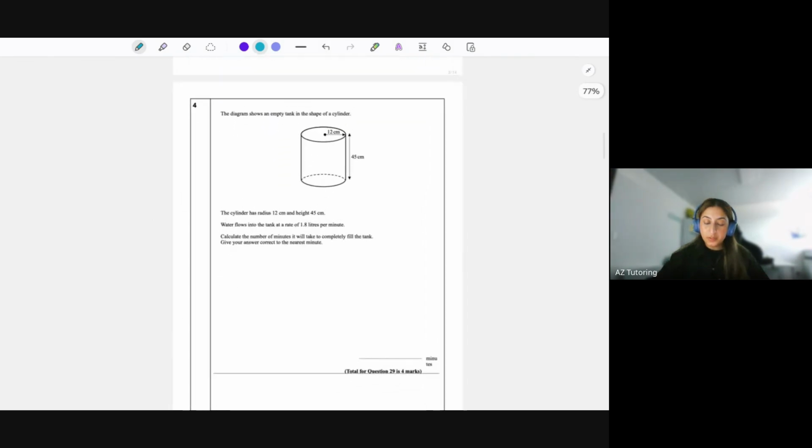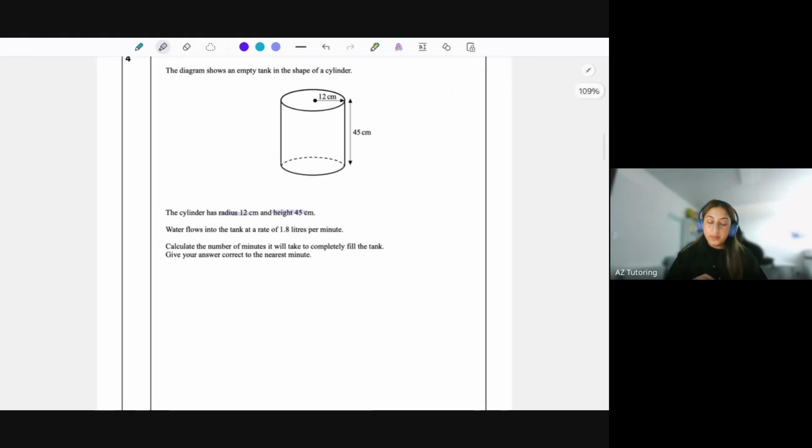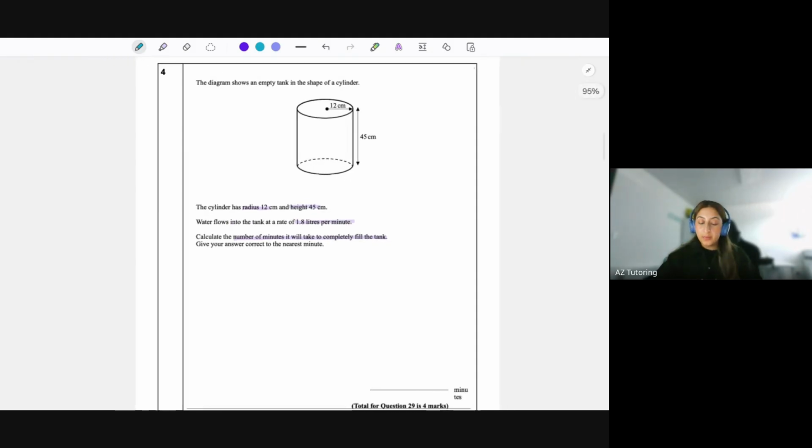So moving on to question 4. This question is a volume question. The diagram shows an empty tank in the shape of a cylinder. The cylinder has a radius 12, so we've got a radius 12 and height 45. Water flows in the tank at a rate of 1.8 liters per minute. Calculate the number of minutes it will take to completely fill the tank. First of all, if you don't understand the question, if you can do parts of the question, at least attempt it, you can get a few marks.